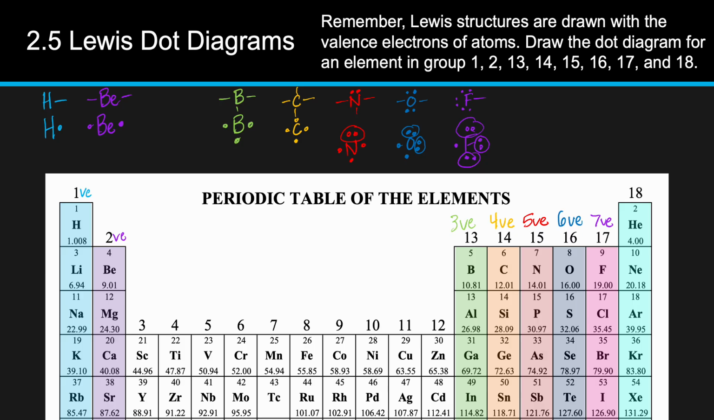And then finally, we have our noble gases in group 18, which have 8 valence electrons, obviously except for helium, which only has 2 valence electrons because it's in the first energy level. So if we were to draw a noble gas like neon, for example, neon has all 8 of its valence electrons, so typically it's not going to form any bonds, but if it was, then it would be an expanded octet, and we will talk about it later.